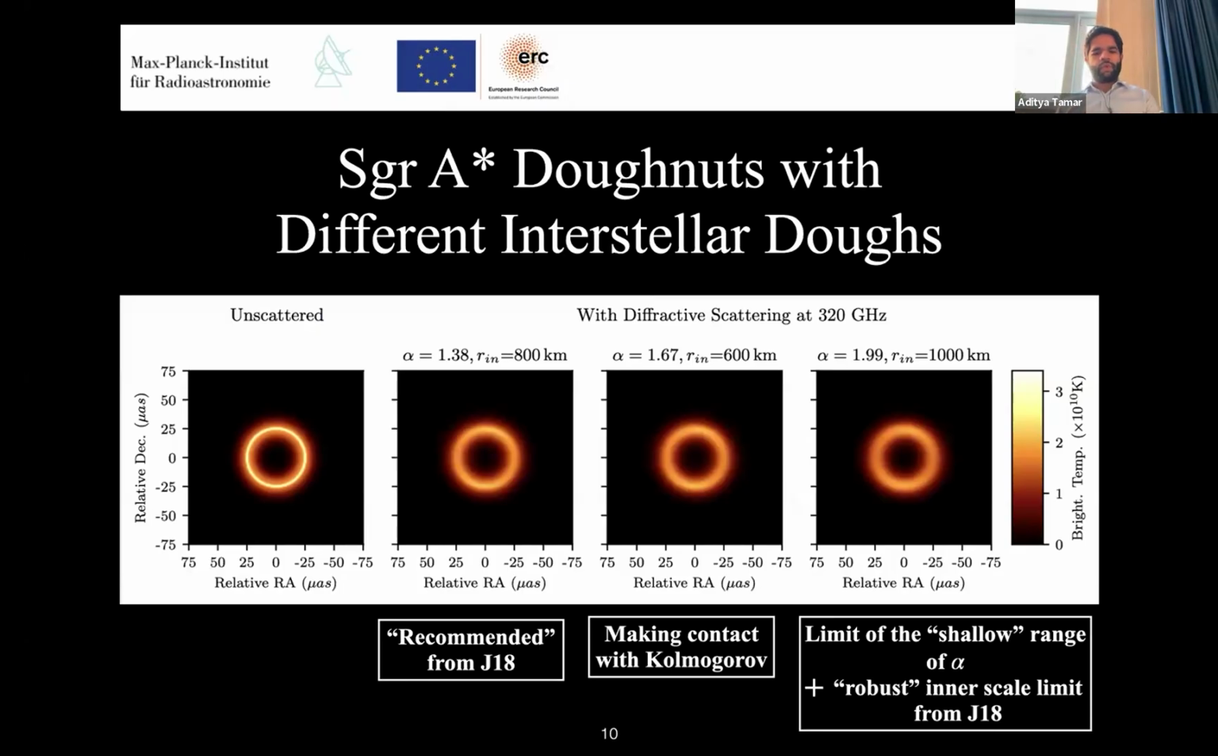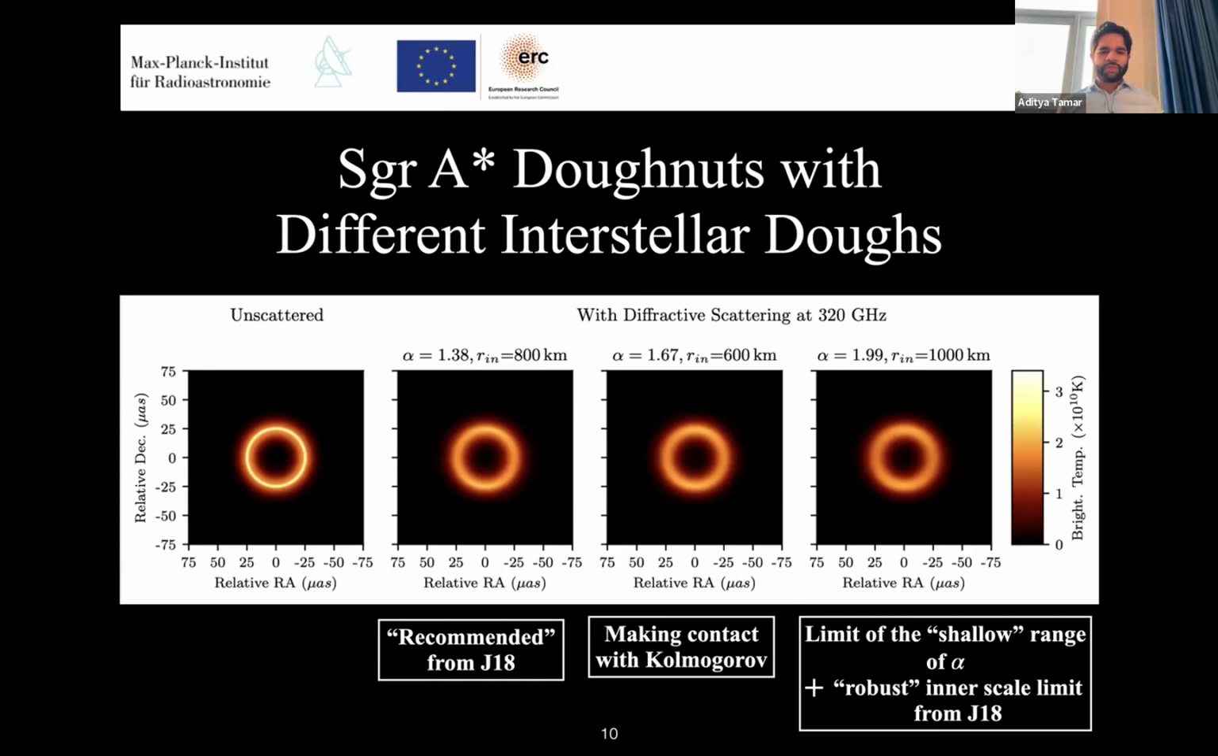The second parameter set of 1.67 and Rn 600 makes contact with the standard Kolmogorov theory of turbulence in the ISM. And the last one is this limit of the shallow range from ISM theory of alpha being between 0 and 2. And there is a robust inner scale limit again arriving from archival radio data.